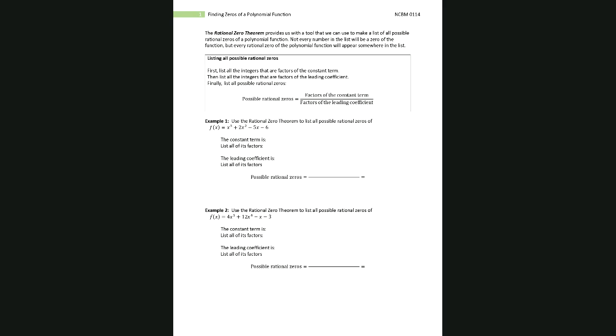Remember, zeros are those x values for which the y is equal to 0. So we're still finding those x values. We also refer to those as roots or solutions. And the word rational implies that those x values will be rational numbers. And so a rational number is the ratio of two integers. Just like we had rational functions, they're the ratio of two polynomials. Rational numbers are the ratio of two integers.